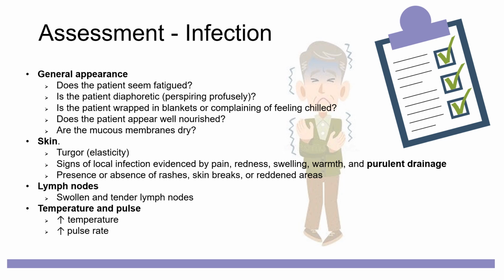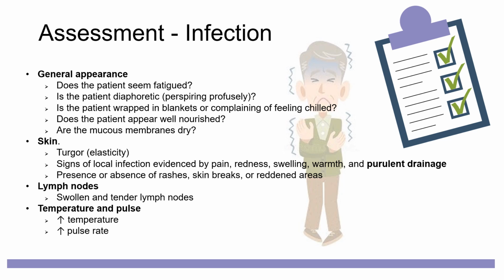One way that the body does this is by shivering. The shivering creates heat and raises body temperature, so we don't want to promote shivering. Does the patient appear well nourished? Are their mucous membranes dry? The patient might have a fluid volume deficit, be dehydrated. When you sweat, you lose a lot of bodily fluids. That's one way that a patient can lose electrolytes and fluid volume.